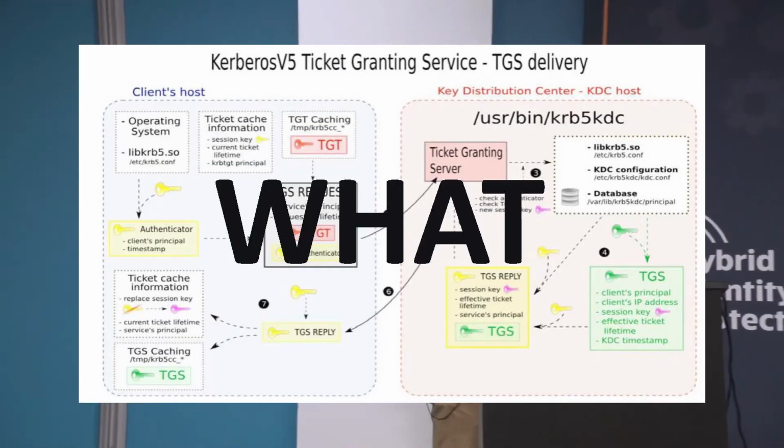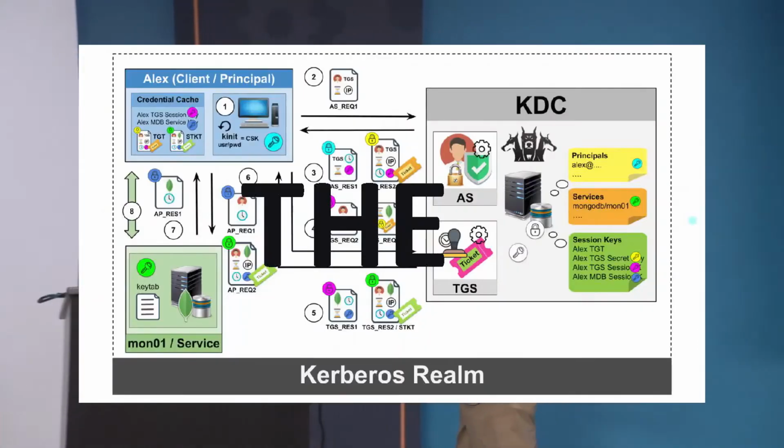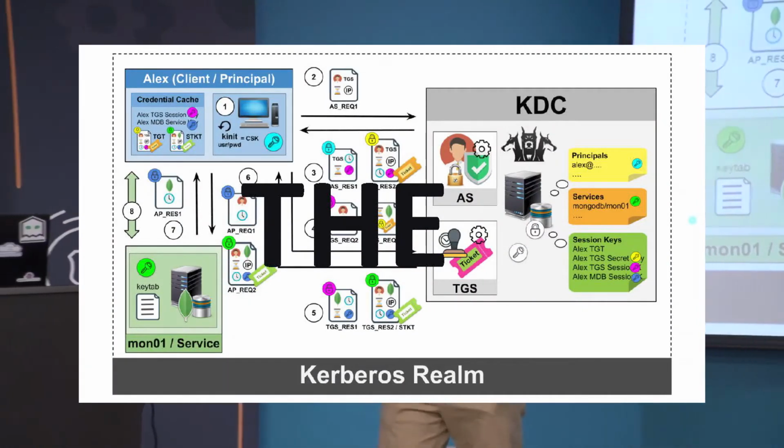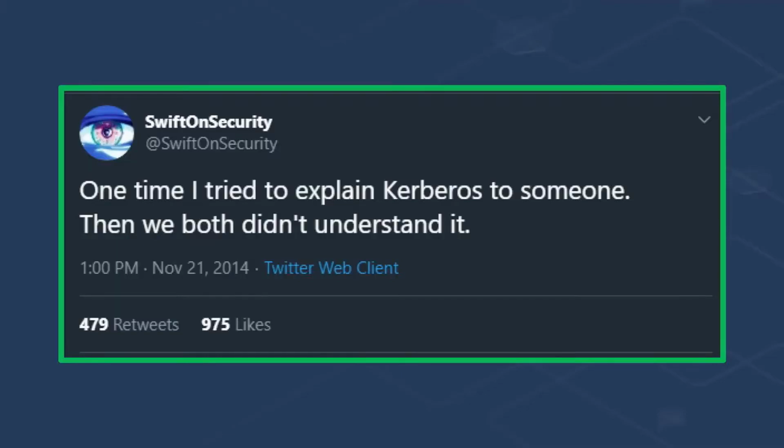If you're not familiar with Kerberos and you just Google what is Kerberos, you start to get these images that are like, what the hell? There's no way you can decipher these just looking at them.